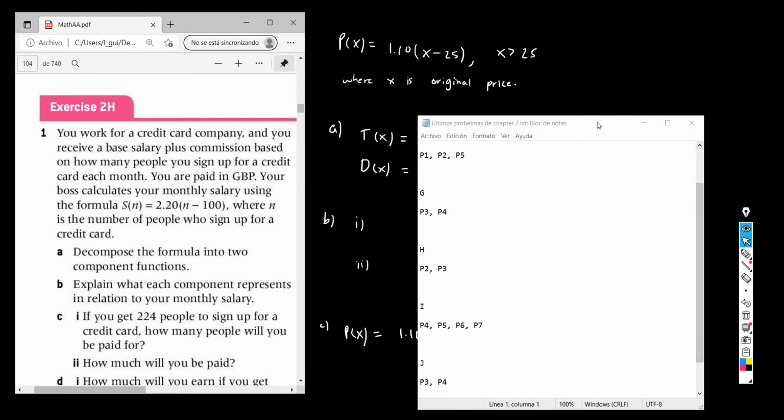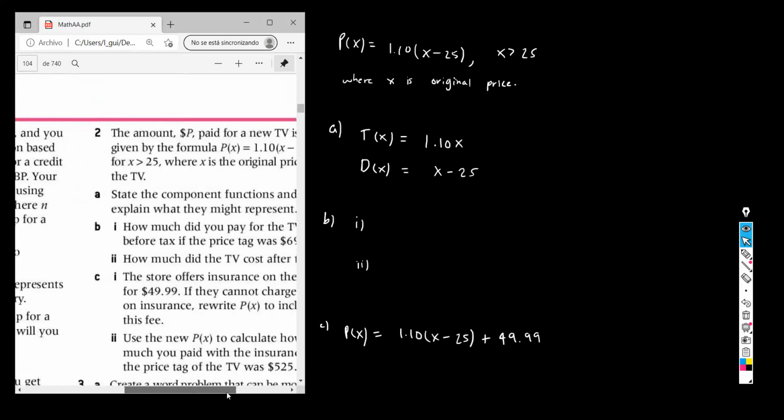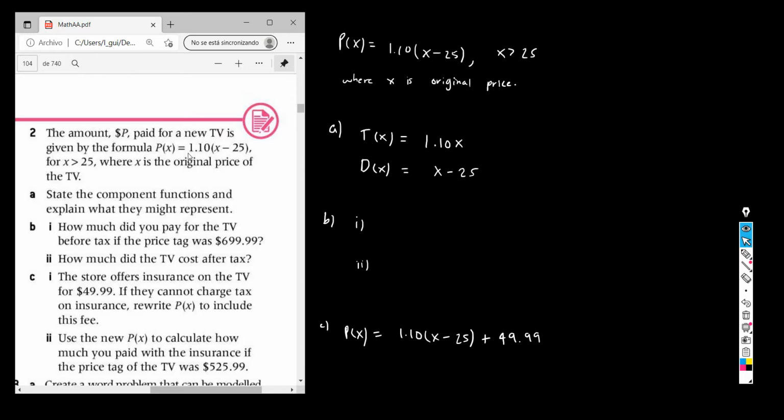So let's continue, guys, with section 2H, problems 2 and 3. So this is the first problem about a TV. You're buying a TV, and the problem tells you the amount P paid for a new TV is given by the formula P of X equals 1.10 times X minus 25 for X greater than 25, where X is the original price of the TV.